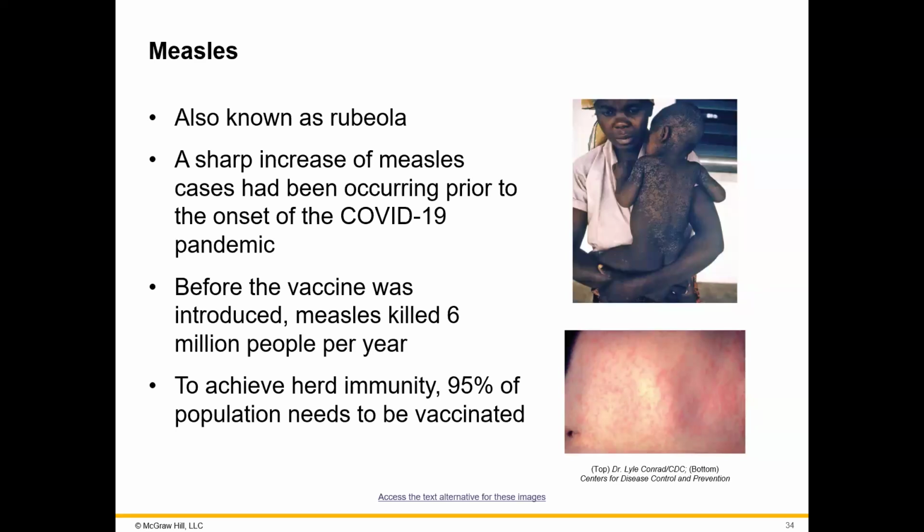Before the vaccine was introduced, in case you need more evidence: maybe a vaccine might cause harm, but which causes more harm, the vaccine or the illness? The illness. People die. That's the point of vaccination. Before the vaccine was introduced, measles killed 6 million people a year. Educate your family members, your friends, and your patients, please, because 6 million people a year died from measles.